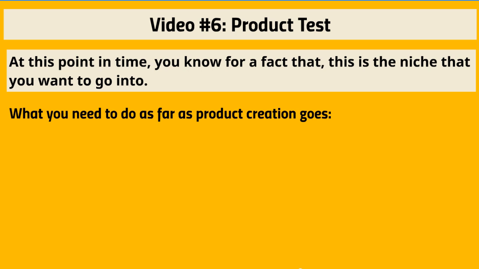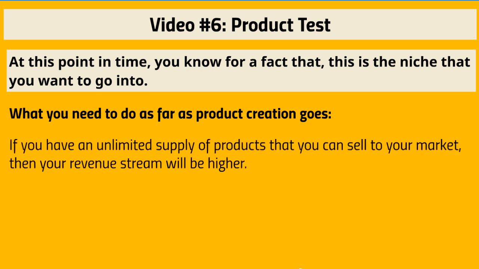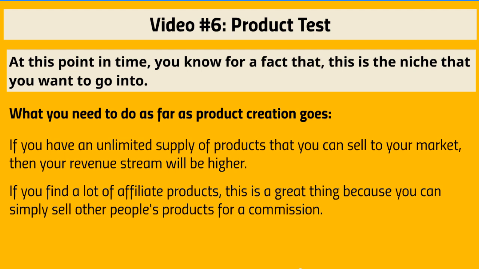So what you need to do as far as product creation goes is figure out if you have an unlimited supply of products that you can sell to your market. Because the more products that you have, the higher your revenue stream is going to be. Now, there are different routes that you can take. You can either find affiliate products, or in other words, products that other people have created, and you can direct your traffic, your bloggers to, and you can send them there, and if they buy, then you get an affiliate commission. So you get a cut.